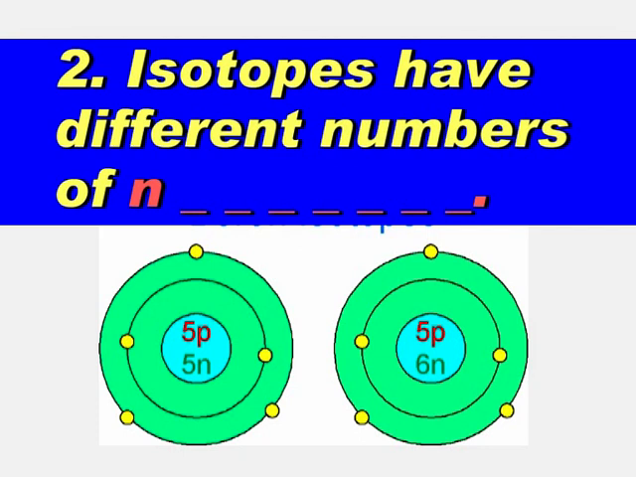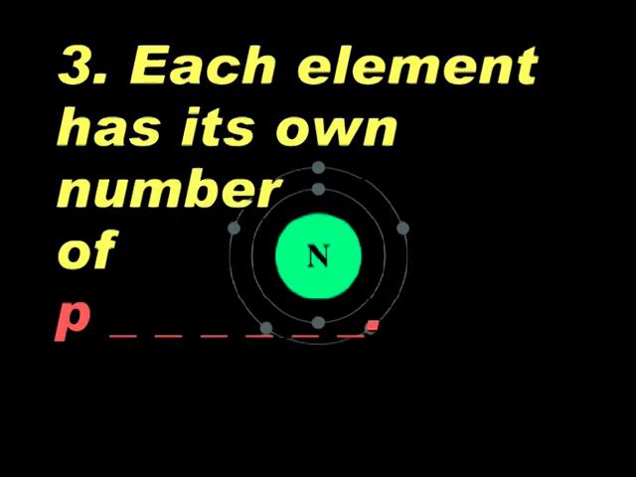Question 2. Isotopes of elements have different numbers of what? Question 3. Each element has its own special number of what?